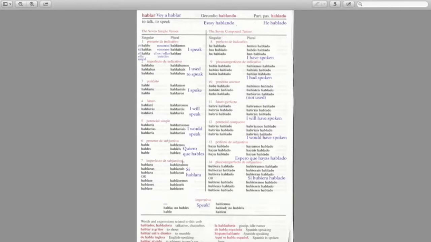When it comes to subjunctive, the verb is referring to an action that is not necessarily real, or not real yet. For example, in section 6, where we have the present tense subjunctive, we're going to use the verb quiero, which means I want, and then quiero que hables, and the verb hables is in the subjunctive form. So the meaning of quiero que hables is, literally, I want that you speak. I want that you speak, which in English you would just say I want you to speak.